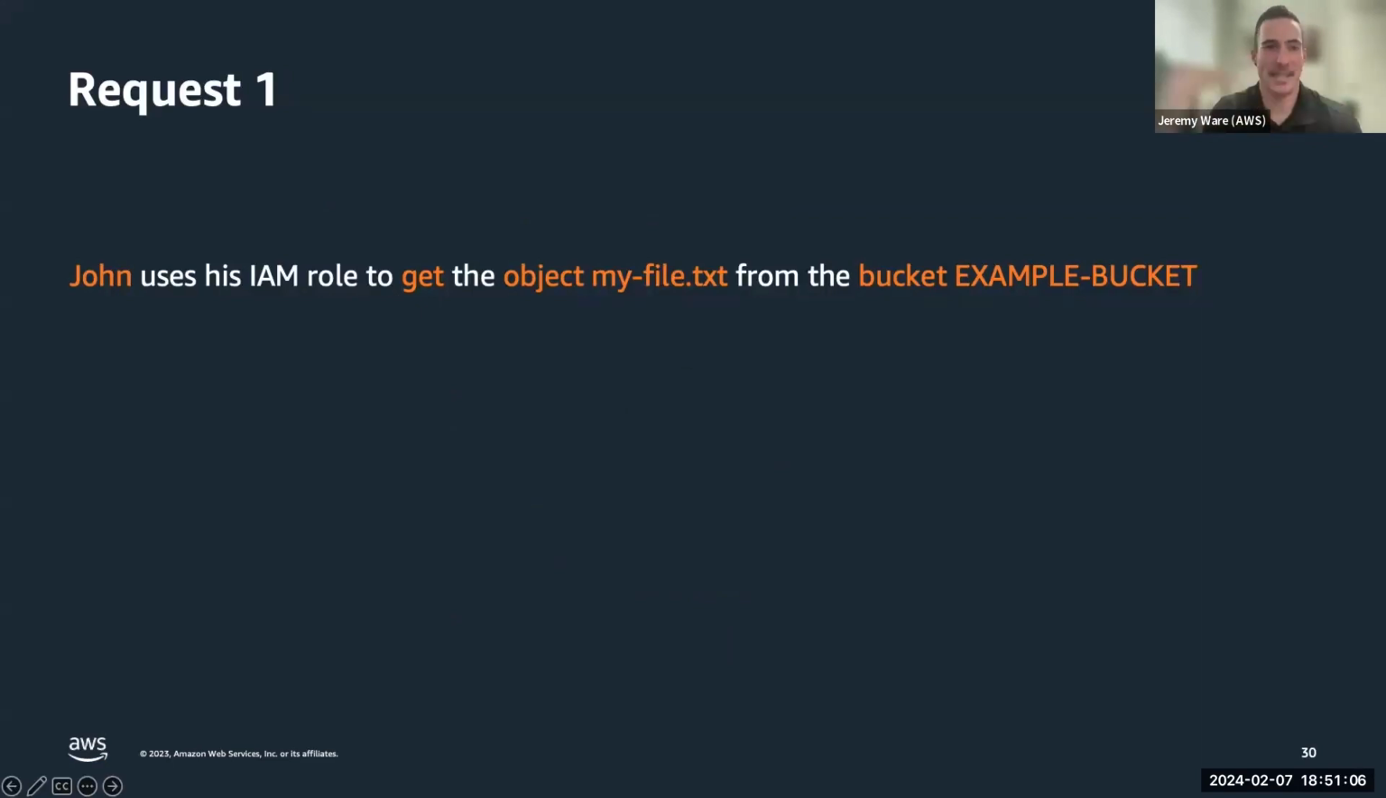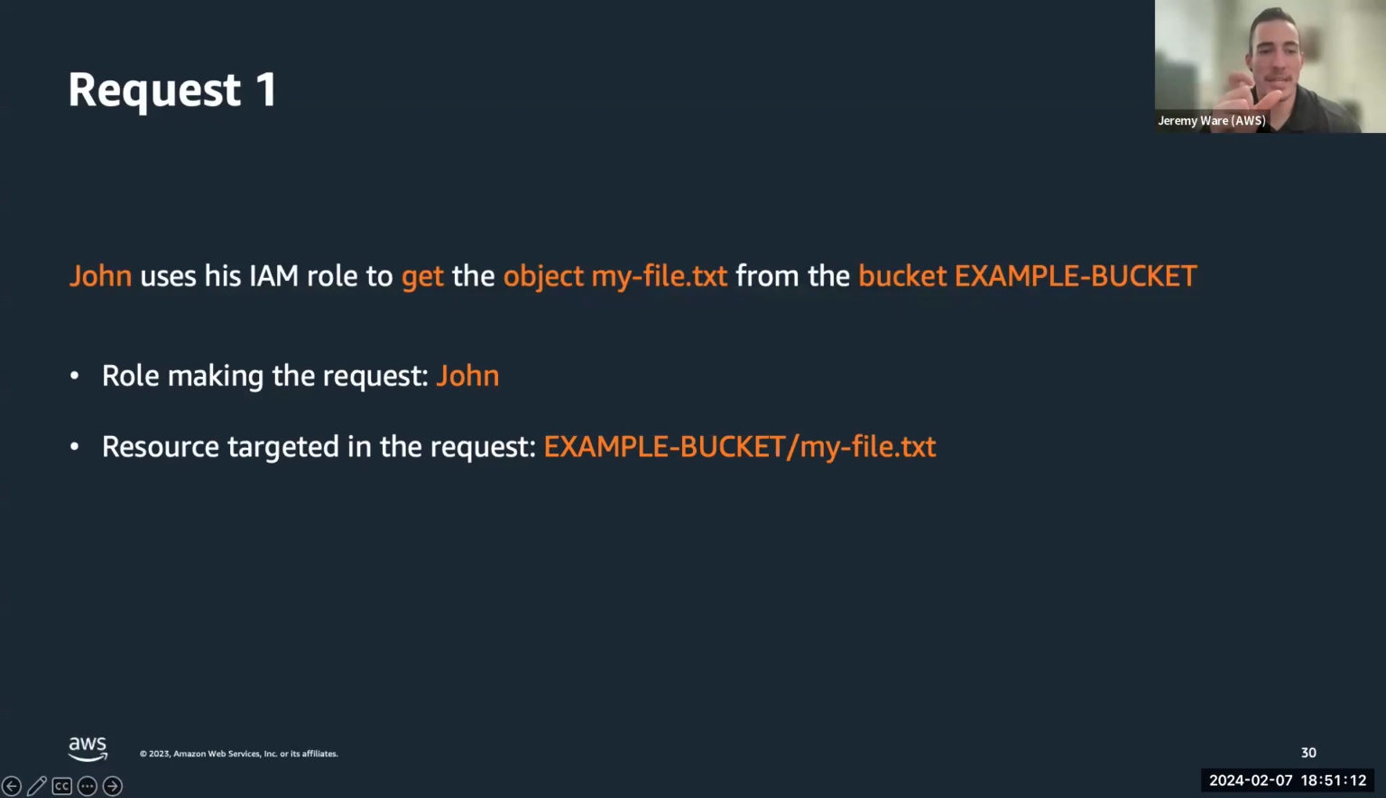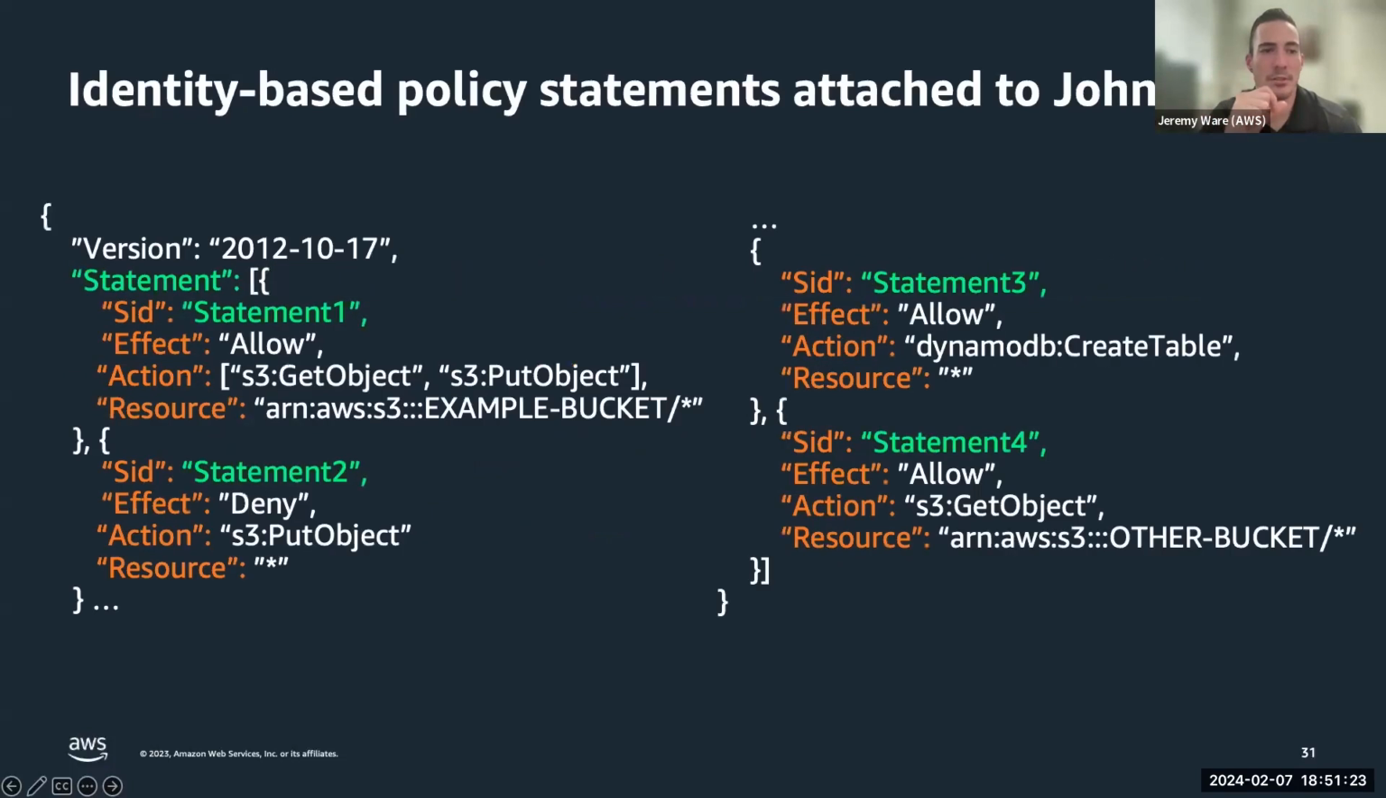So as we kind of break these out, we have our role making the request. It's going to be John, right? And the action is going to be a get object on the resource myfile.txt in the example bucket. So let's go ahead and map what our policies are and then see against our authorization logic whether we have any line up here to allow or deny.